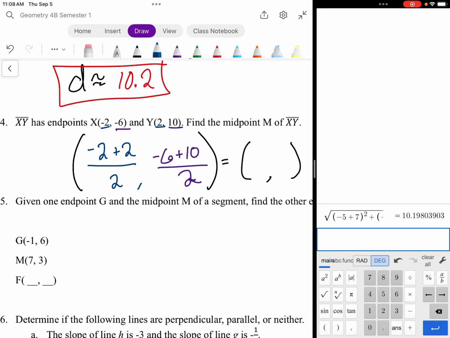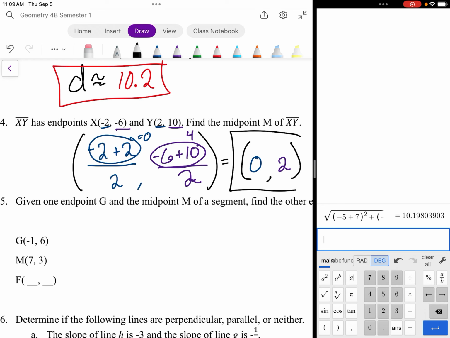So for our x's, negative 2 plus 2, this part equals 0. 0 divided by 2 is 0. Then for our y's, negative 6 plus 10, that equals 4. 4 divided by 2 is 2. And that would be your answer for the midpoint. In parentheses, 0, 2.